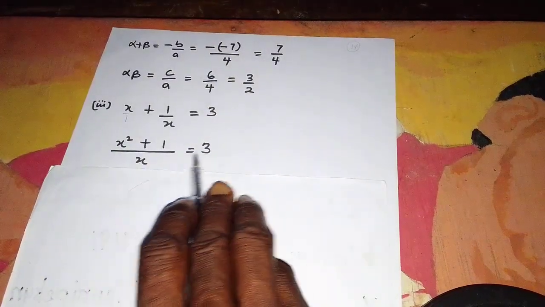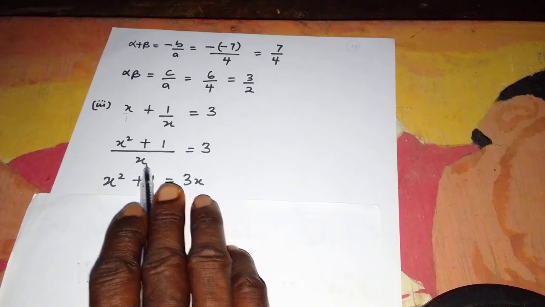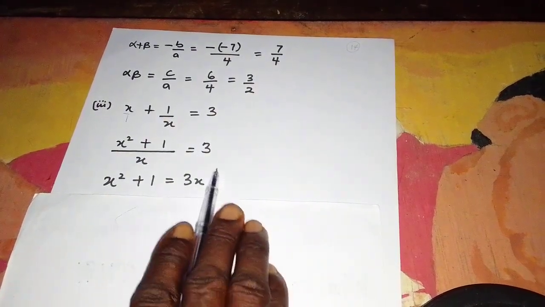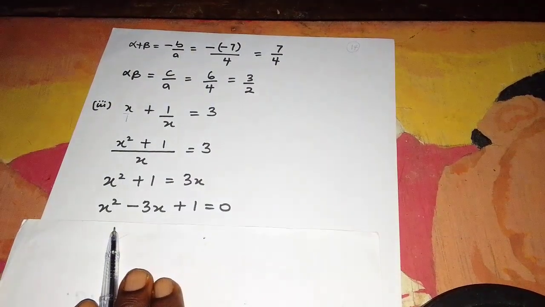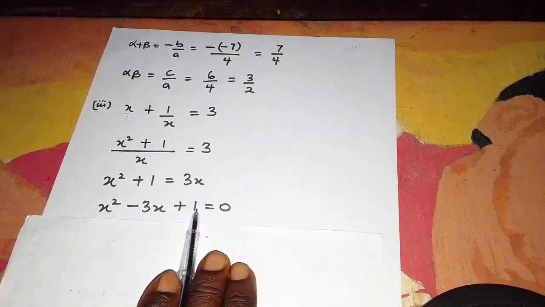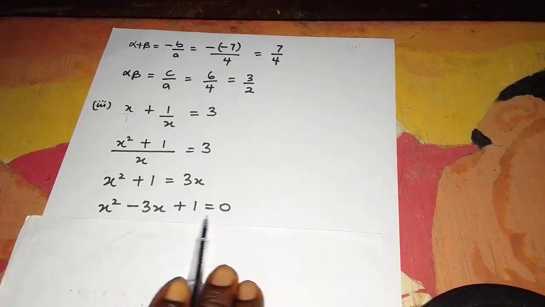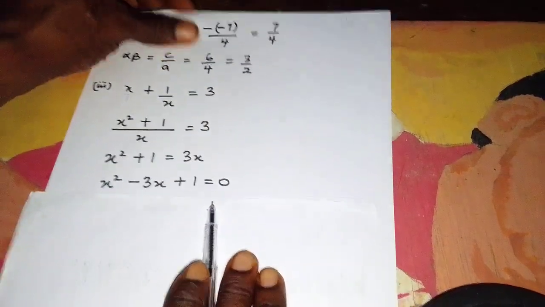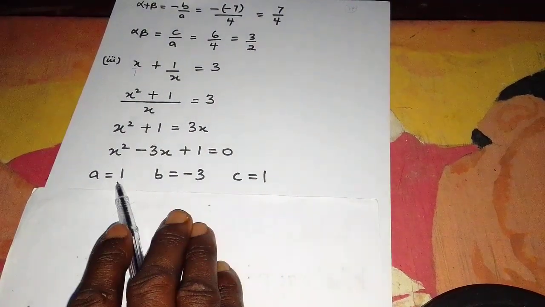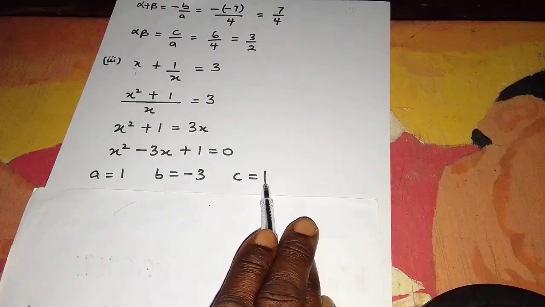From here you cross multiply. So that means you now have x squared plus 1 equals x times 3, which gives us 3x. So you now bring this 3x to this side, so that you now have x squared minus 3x plus 1 equals 0. You can see that it now looks more like a quadratic equation. So the value for your a here is 1, the b here is minus 3 and c here is 1.